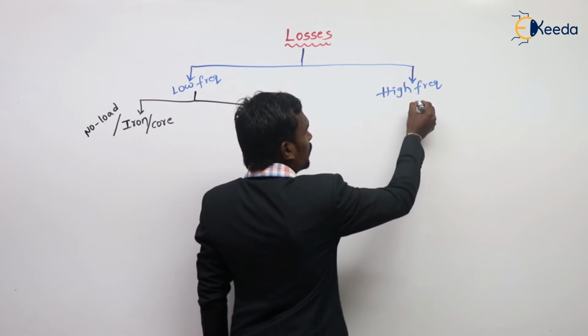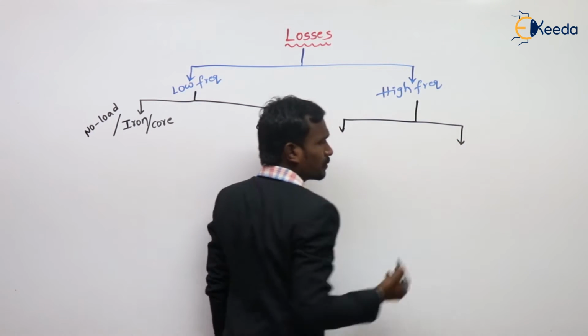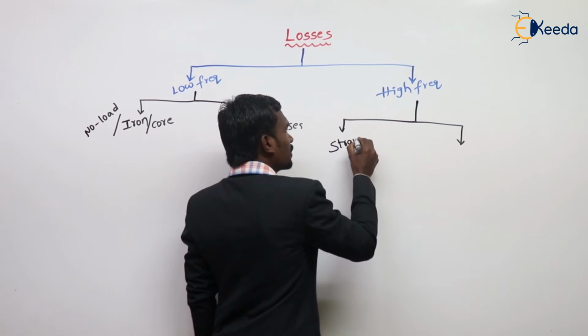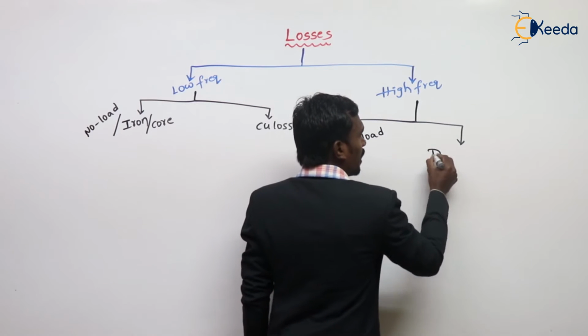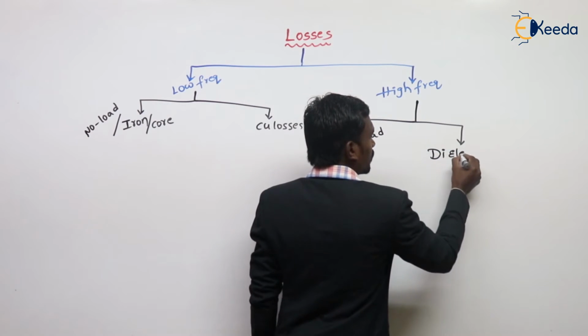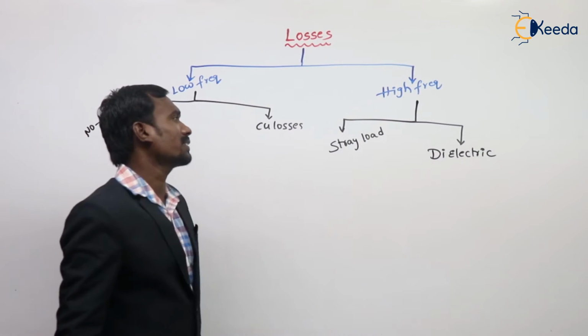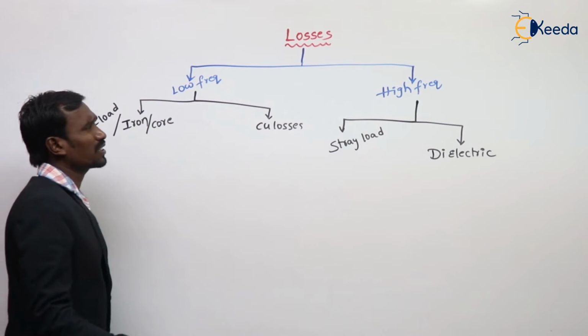Of course, this high frequency losses also are of two types. One is the stray load losses, the other one is the dielectric losses. Stray load losses and dielectric losses. This is generally the classification of losses.